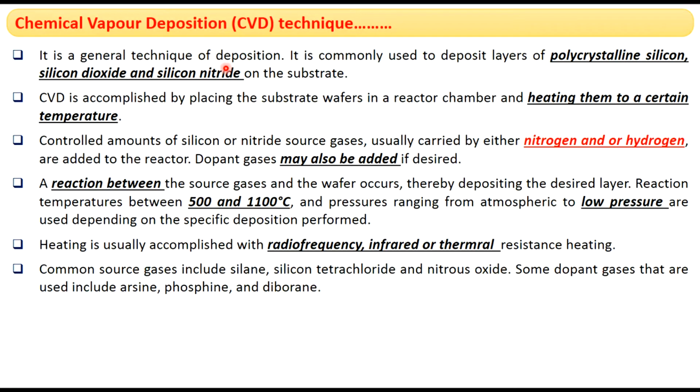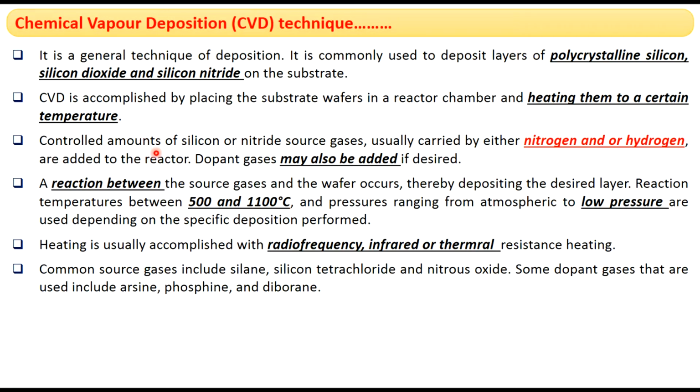of polycrystalline silicon, SiO2, silicon dioxide, and silicon nitride on the substrates. Substrates may be metallic or non-metallic or of any type. Chemical vapor deposition technique is accomplished by placing the substrate wafers into a reactor chamber. Very thin layers of substrates are introduced, and then the reactor chamber is heated up to a certain temperature.